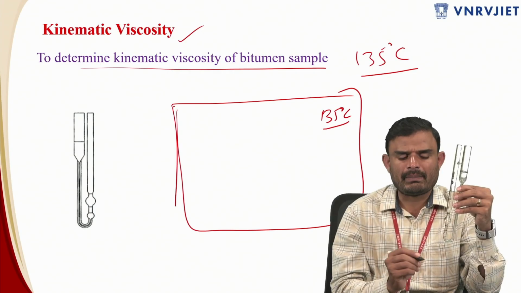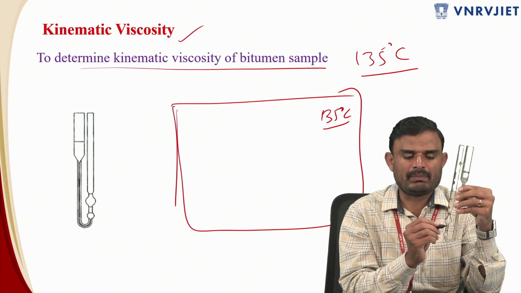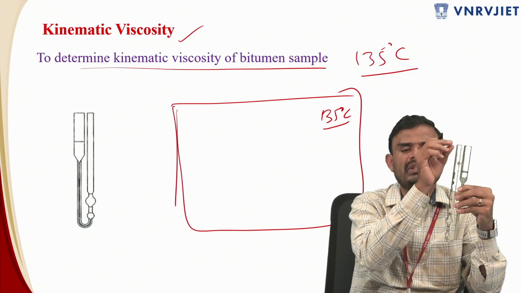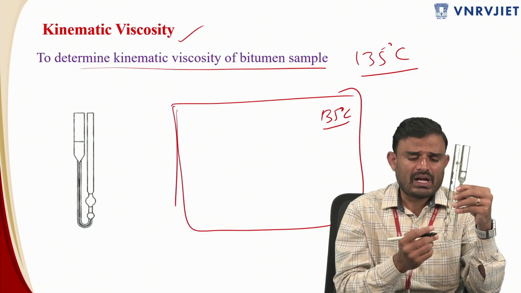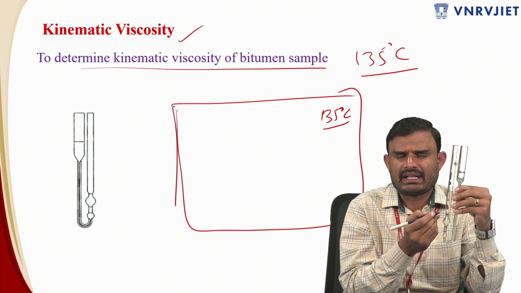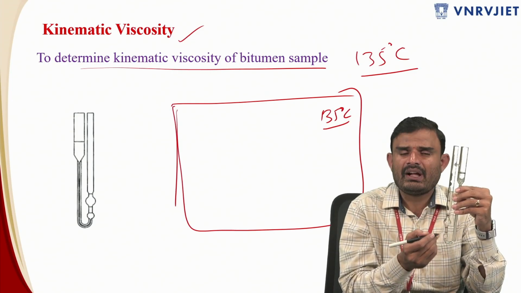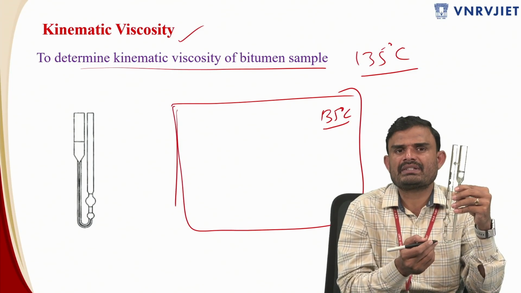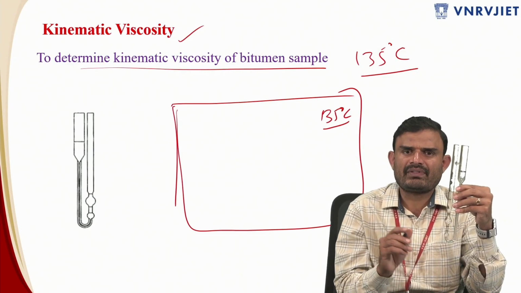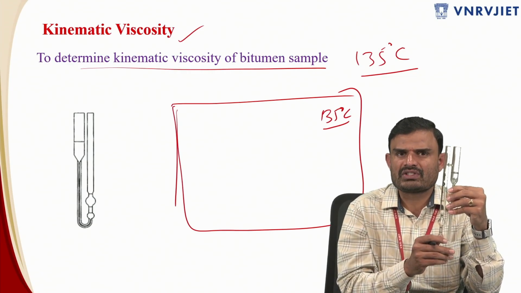You are having only one bulb, so the bottom of the marking is this, and the top of the marking is this. You just remove the cork on top of the viscometer, and the bitumen will flow against gravity without the application of vacuum pressure. But the test temperature is 135 degrees centigrade. Before that, you have to condition the sample for half an hour at 135 degrees centigrade. So the name of the viscometer is the modified viscometer.